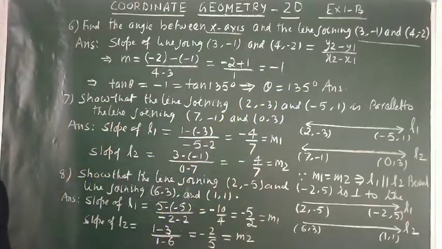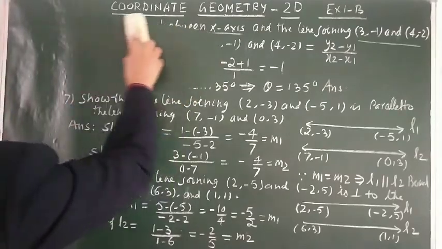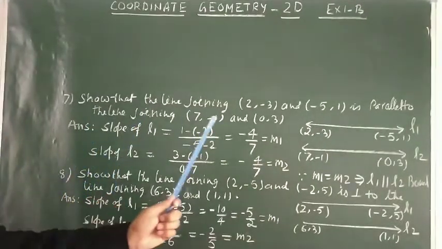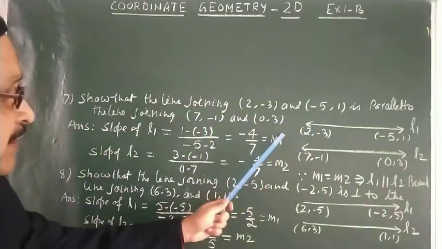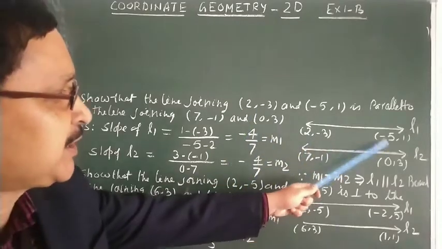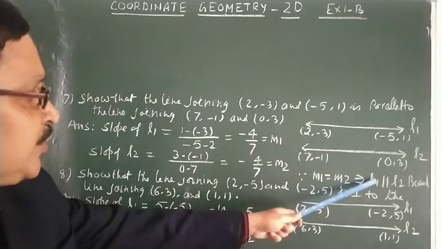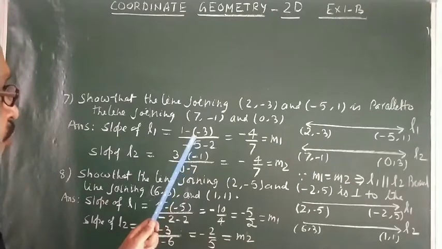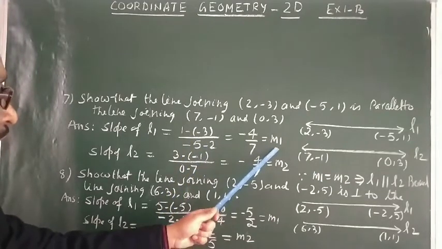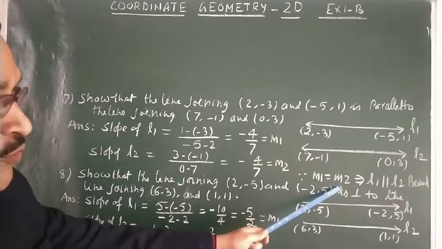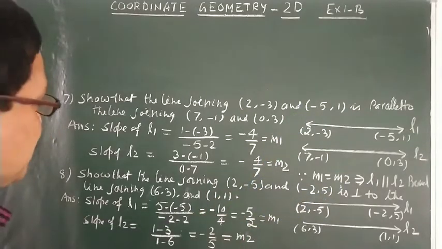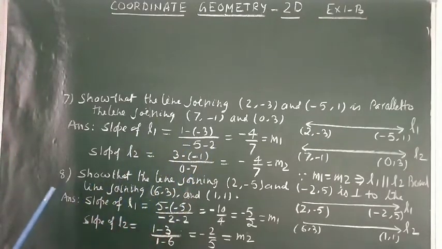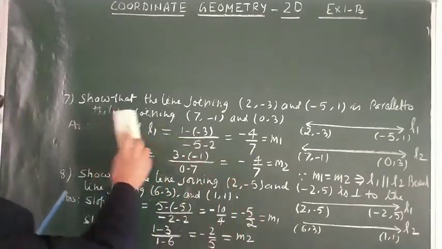Now moving towards the next question. The first, number 6, is removed. Now the 7th question: show that the line joining these points is parallel to the line joining these. Line joining 2, minus 3 and minus 5, minus 1; second, 7, minus 1 and 0, 3. We get the slope of line 1 and line 2 by the same formula, y2 minus y1 by x2 minus x1. We get m1 and m2 both the same. Since m1 is equal to m2, L1 is parallel to L2. The same formula has been used to find the slope. Both slopes are the same, so the lines are parallel.